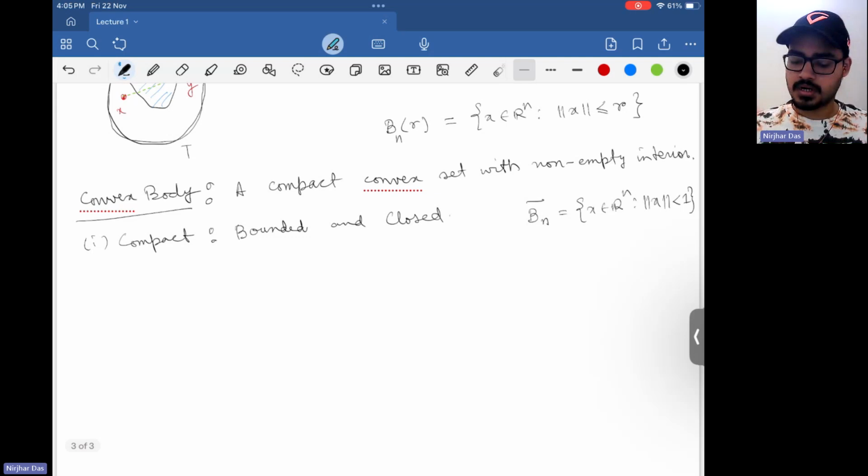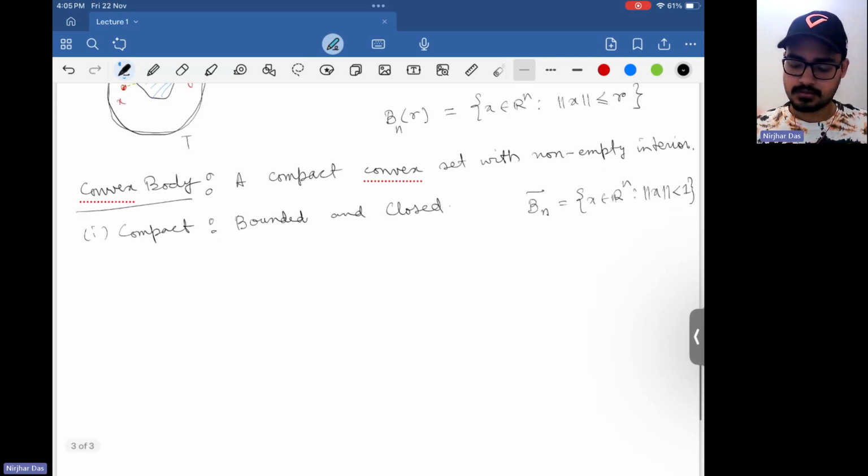So these two definitions, basically compactness meaning bounded and closed, are equivalent statements. So if a set in n-dimensional Euclidean space is bounded and closed, then it's compact. And if it's compact, it's bounded and closed. And this is called the famous Heine-Borel theorem. But yeah, we'll not go into that. Now, the second part says that it's convex. So we know what convex is.